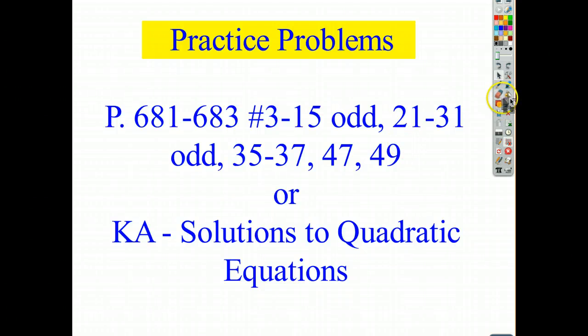If you want to do Khan Academy, you don't have to do these, okay? I want everybody to do 35 through 37, 47, and 49. But if you want to do the Khan Academy, you don't have to do the 3 through 15 odd or the 21 through 31 on. Okay, good luck.